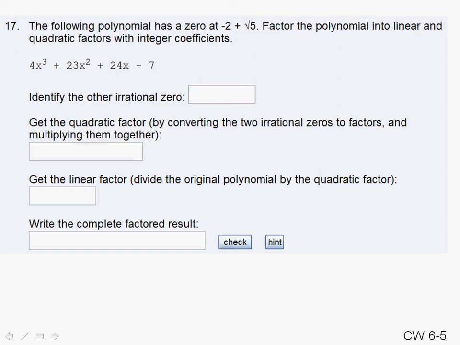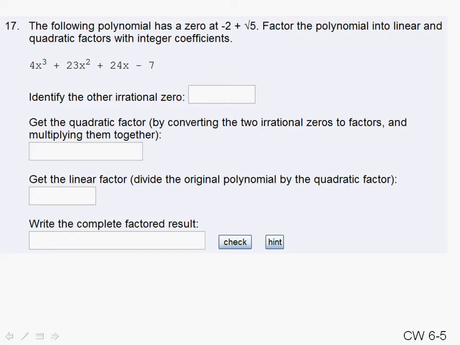Classwork 6-5, number 17, says the following polynomial has a 0 at -2 plus the square root of 5. Factor the polynomial into linear and quadratic factors with integer coefficients. The first step, we're going to identify the other irrational 0.